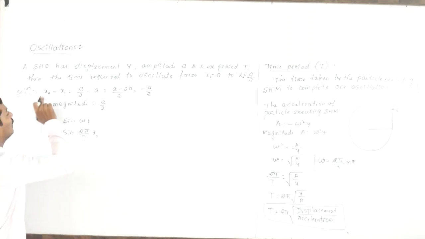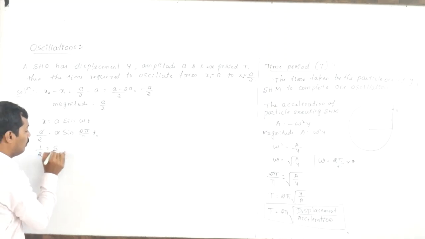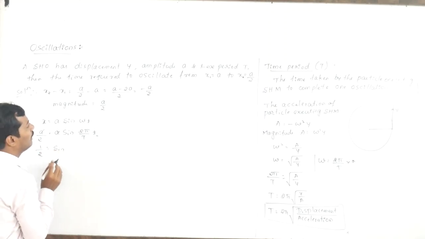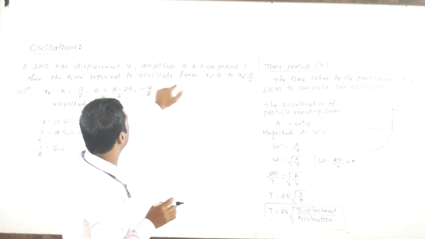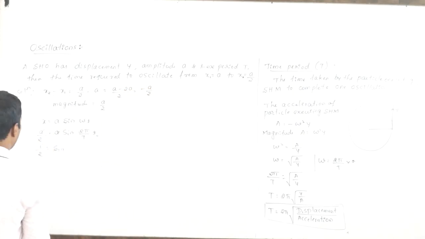But x, the displacement, is equal to A by 2. Then A gets cancelled. If we take the sine function, it becomes 1 by 2 equals sine of 2 pi by T times t. Sorry, it is oscillating in the x direction, so we have to take the cos only. Sorry for that. Now take the cos only.